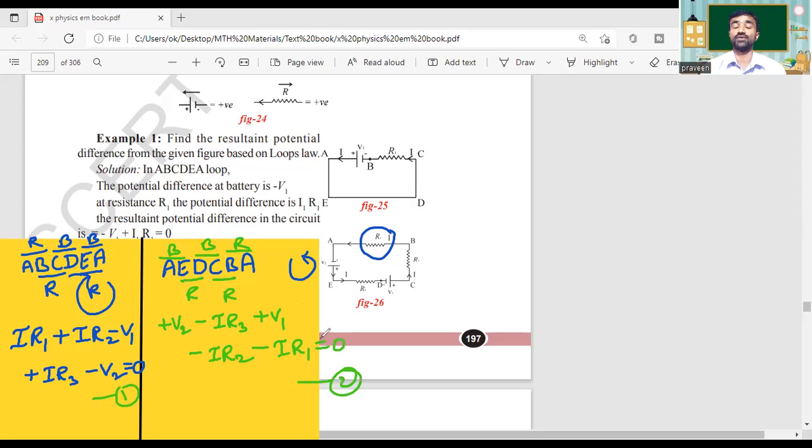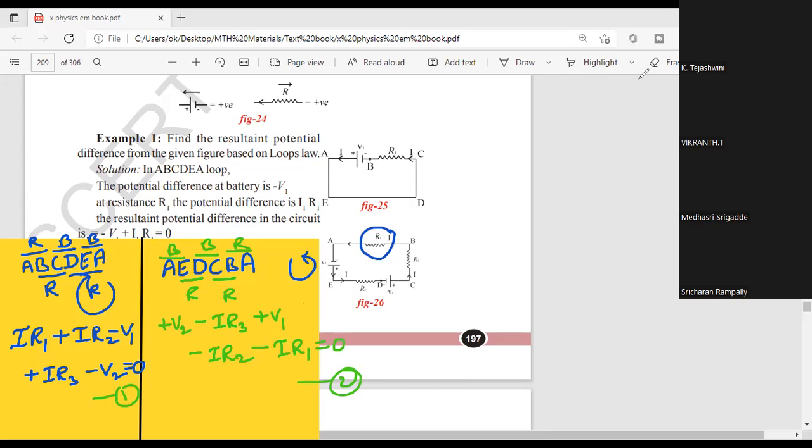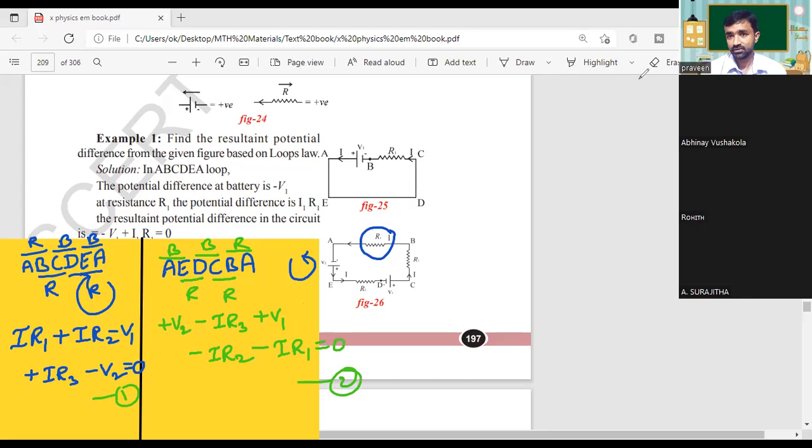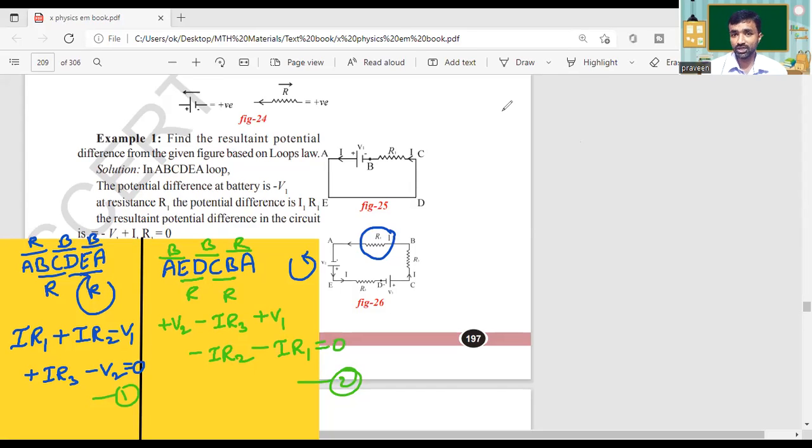Are they the same or different? Anyone? Speak out. Are they the same or different? So what to do to understand that? Individually you can observe here. For example, first IR1 is there.